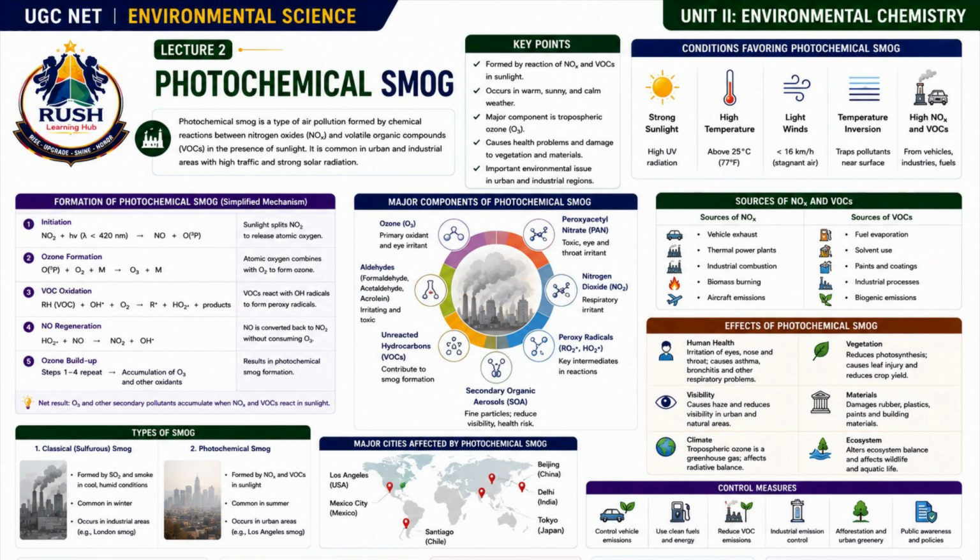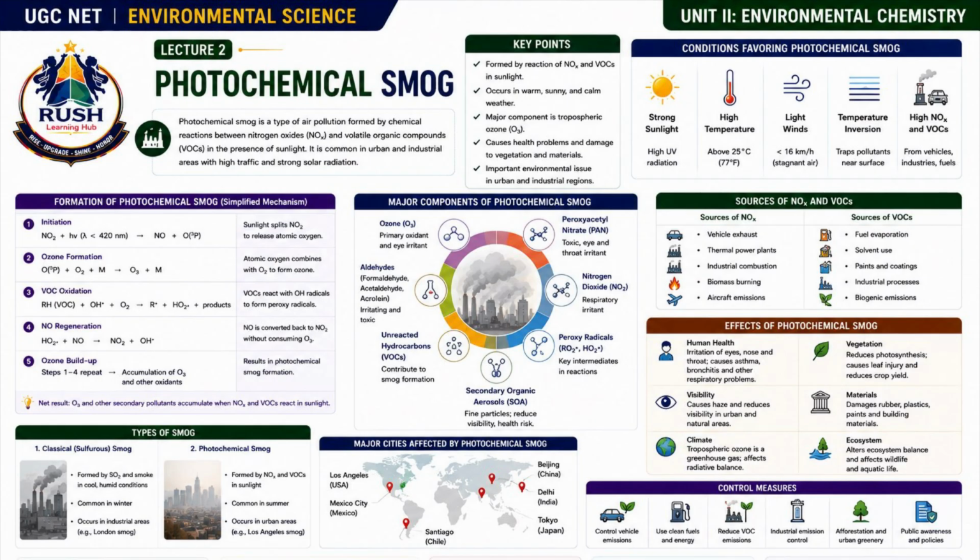Now let's review some important UGC NET points. Photochemical smog is formed by reactions between nitrogen oxides, volatile organic compounds, and sunlight. Tropospheric ozone is the major oxidant present in photochemical smog. Peroxyacetyl nitrate, or PAN, is a characteristic component of photochemical smog. Photochemical smog is most common during warm, sunny, and stagnant weather conditions. It causes respiratory problems, plant damage, visibility reduction, and material deterioration.